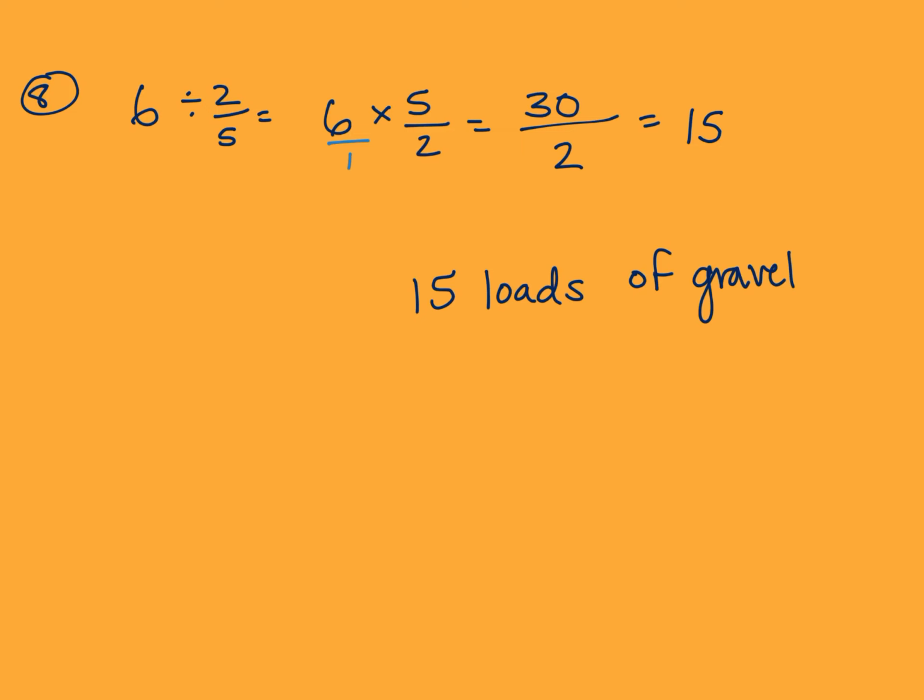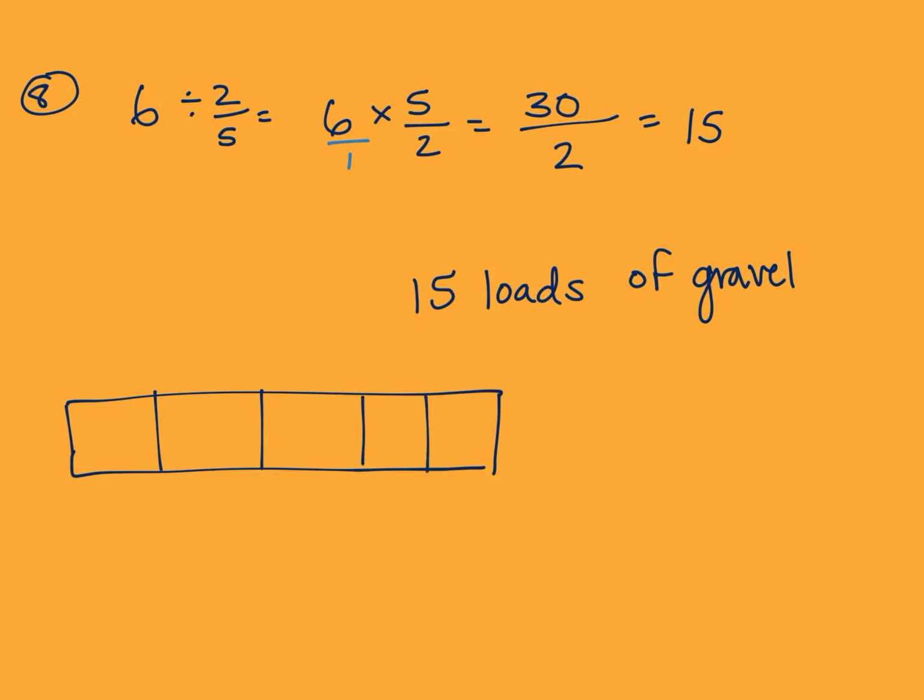If we were to draw a diagram, we could split it up into 5 equal parts, and 6 loads covered 2/5. So each one would get 3 in it, which gives us a total of 3, 6, 9, 12, 15.